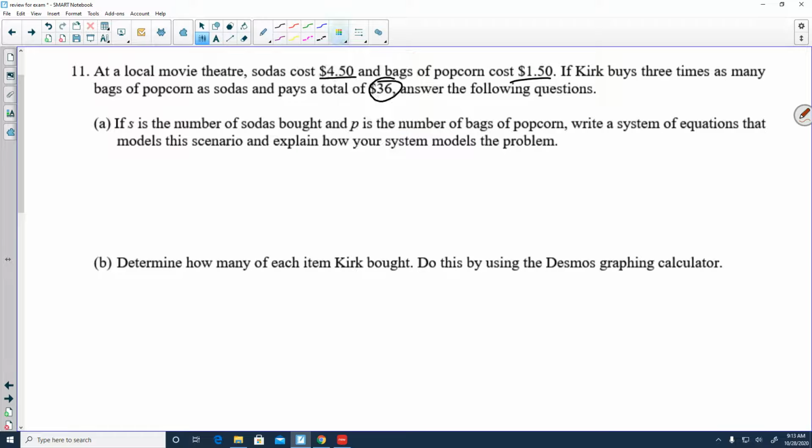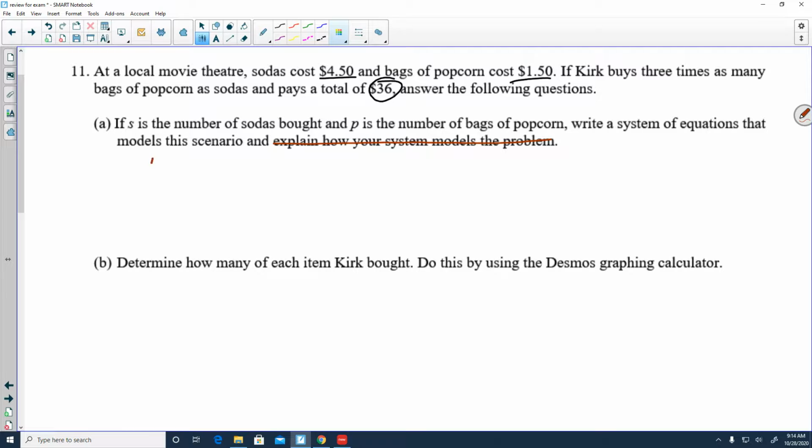So what we have to do is we have to write 2 let statements, but here we don't have to because they gave us variables. So if S is the number of sodas bought and P is the number of bags of popcorn, write a system of equations that models the scenario. I'm going to explain how your system models this problem. All right? We don't need to explain. Just write the system. Okay?